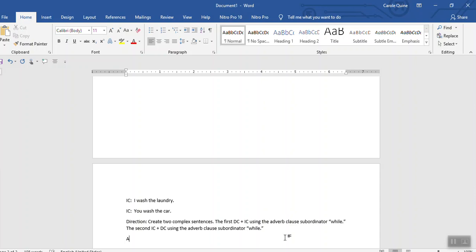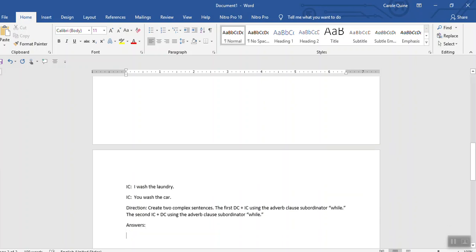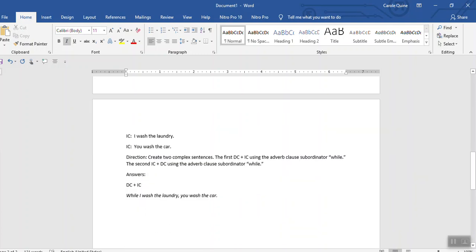Okay, so let's go over the answers. The dependent clause plus independent clause complex sentence should look like this. The one that you created should look like this. We're using while, right? While I wash the laundry, you wash the car. Or you could have said, while you wash the car, I wash the laundry.